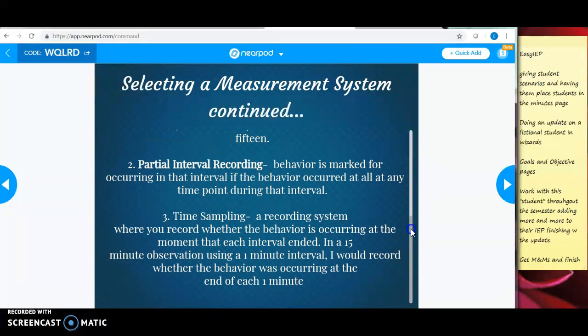The third and final is momentary time sampling, and that's a recording system where you record whether the behavior is occurring at the moment that each interval ended. So in a 15-minute observation using a 1-minute interval, you would record whether the behavior was occurring at the end of each minute. So if the behavior occurred at the 30-second mark, you would not mark it if it ended prior to the end of the minute. It's only recording whether the behavior was occurring at the time that each interval ends.